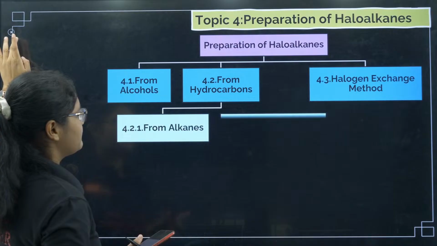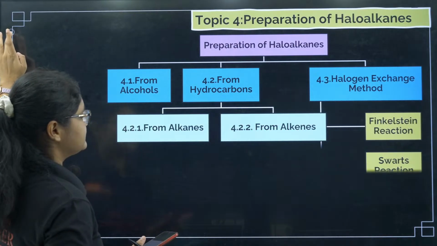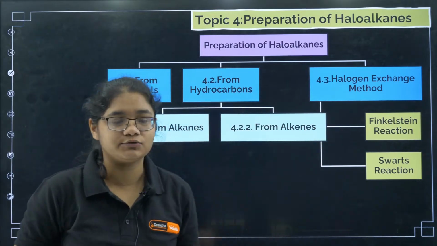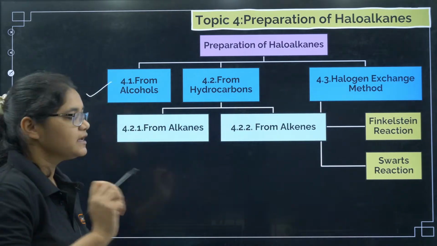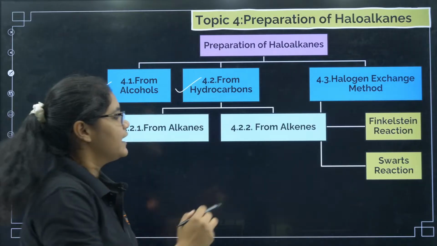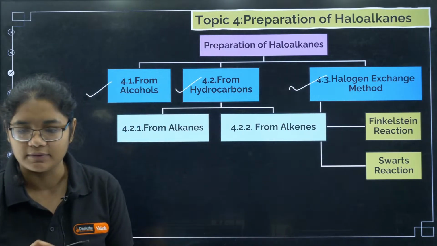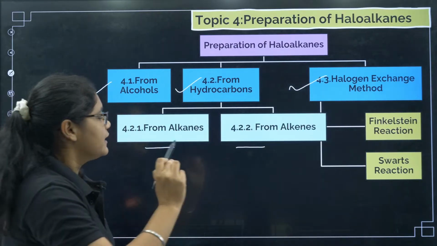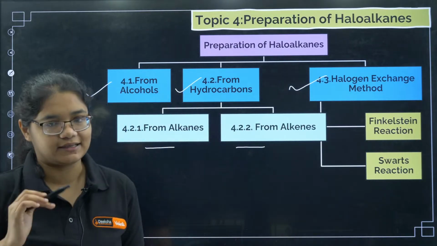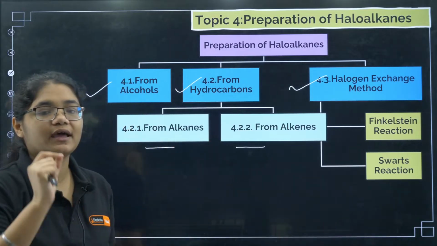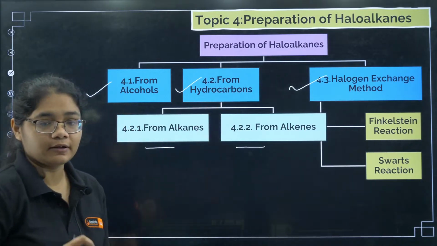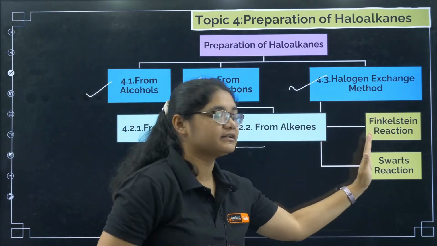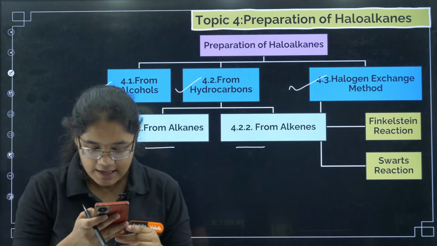First of all, let's see the preparation methods of haloalkanes. Haloalkanes we can prepare from 3 major sources. What are the 3 major sources? First, from alcohols, second by using hydrocarbons, and third from the halogen exchange method. From hydrocarbons we have 2 things: one is from alkanes, and the next one is from alkenes. These are the 2 things from where we can prepare our haloalkanes. Next, we have the halogen exchange method. There we have the Finkelstein reaction and the Schwarz reaction. Now is it clear?